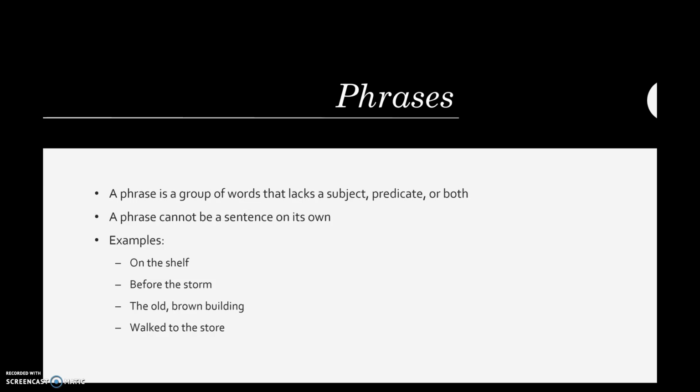So on the shelf, that's just a prepositional phrase. We don't know what's on the shelf, and we don't know who or what is being involved here. Before the storm, again, it's a prepositional phrase. We don't know what happened before the storm. We don't know who or what is being involved. The old brown building, that's just a complete subject. We don't have a verb, so it's a phrase. Walked to the store, we have a predicate, but we don't know who did the walking. So it's not a complete thought, it's a phrase.